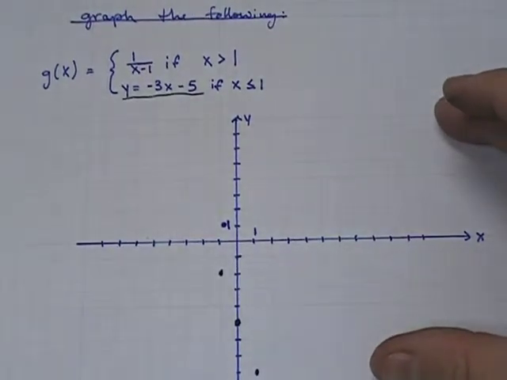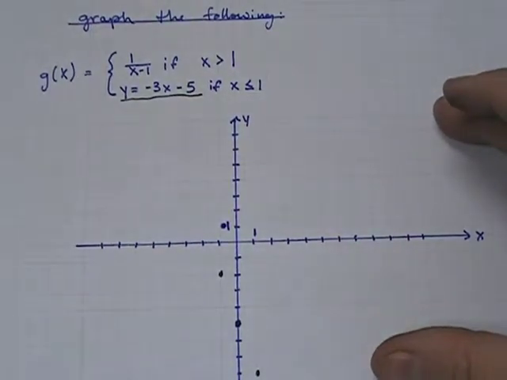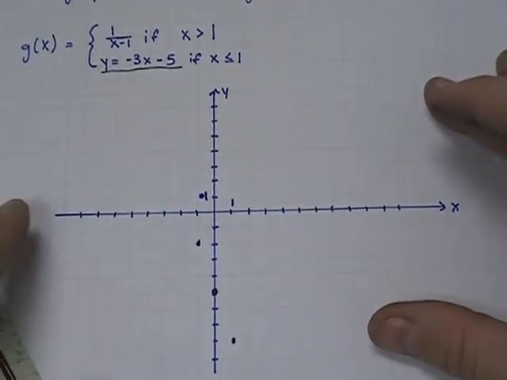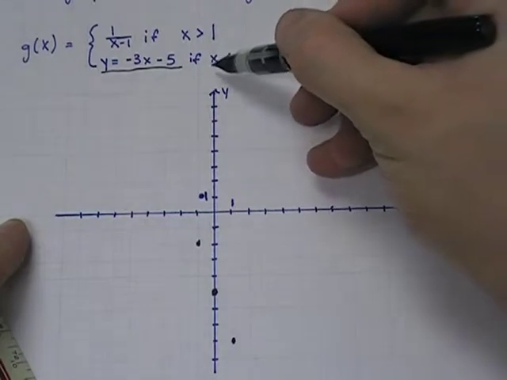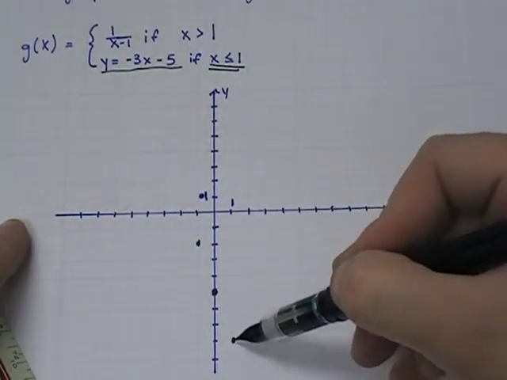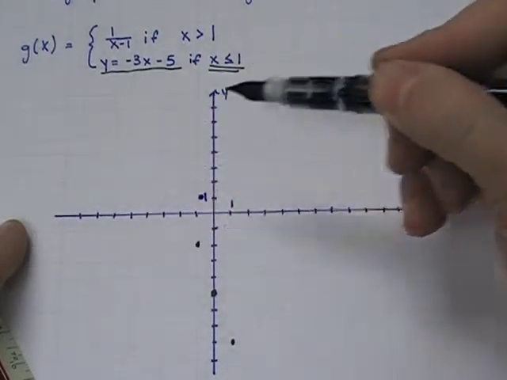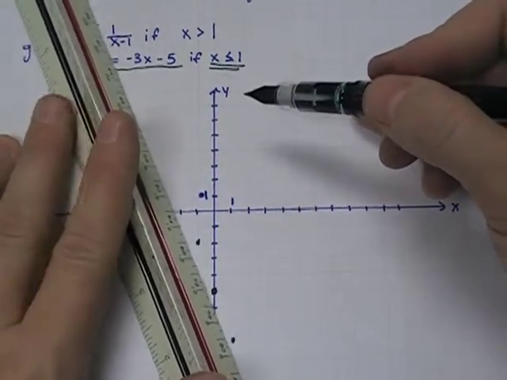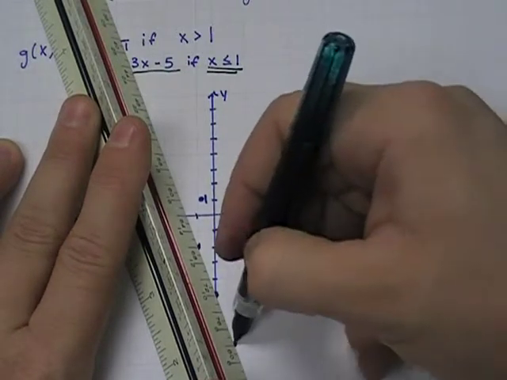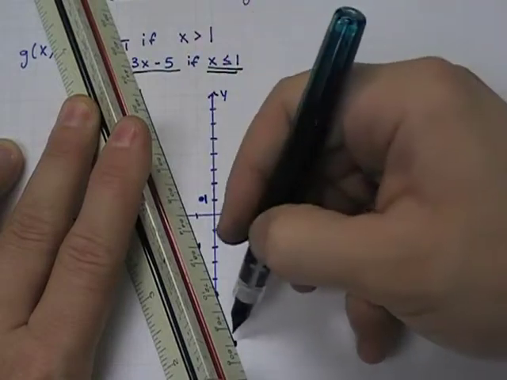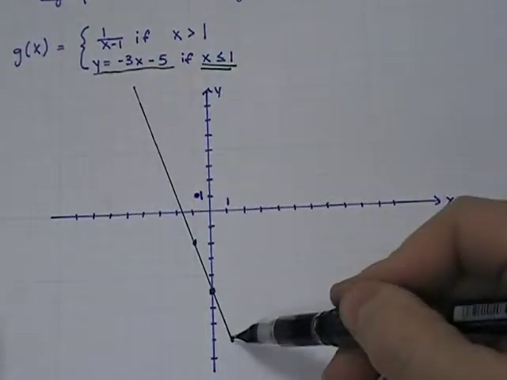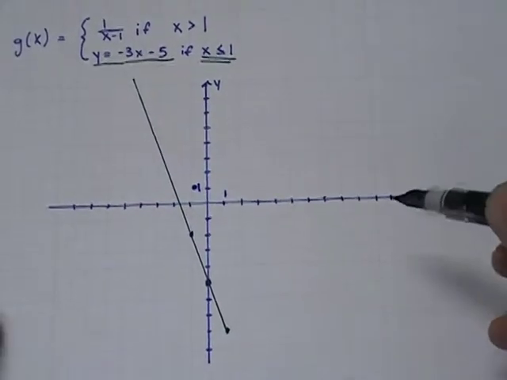And what do we see? We see that we have a straight line. And the big thing is our domain says x has to be less than or equal to 1. So that means this point and left. Okay, so I'm going to pull out my ruler here, and we're going to graph this straight line. Okay, now there's our straight line, and it stops at x equals 1.